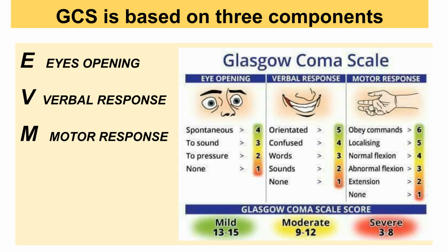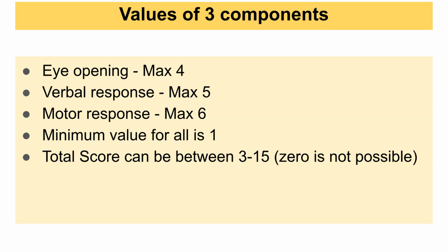The Glasgow Coma Scale is based on three components: eye-opening, verbal response, and motor response. These are often abbreviated as E, V, and M. Each component has a maximum score. Eye-opening is 4, verbal response is 5, and motor response is 6. The minimum score for any component is 1. The total score ranges from 3 to 15.